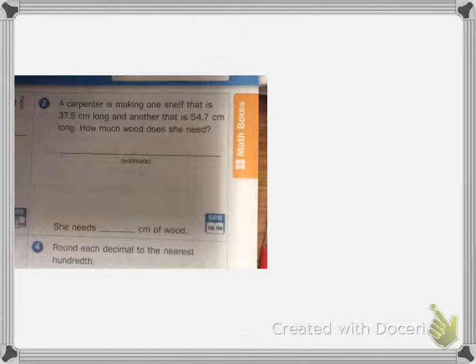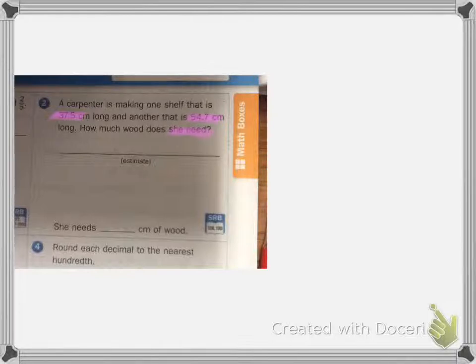Number 2 says, a carpenter is making one shelf that is 37.5 centimeters long and another that is 54.7 centimeters long. How much wood does she need? So first we have to pick out the key things. We have 37.5 centimeters and we have 54.7 centimeters. We want to know how much wood she needs.